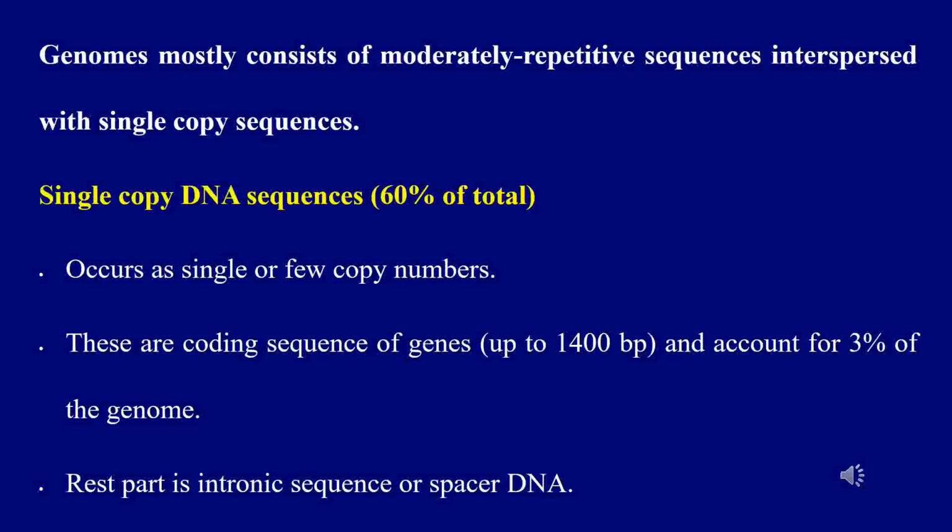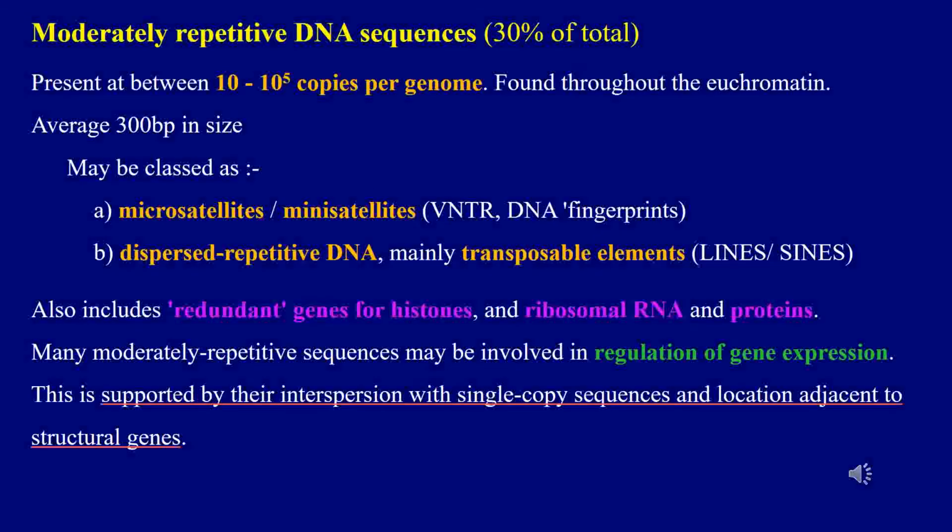Here again you may get a further illustration of single copy DNA or the unique sequence of DNA. Under the kind of repetitive DNA sequences, some repeats may be of moderate nature by their presence, which vary from 10 to 10 to the power 5 copies per genome. They are found throughout the euchromatin. Average size of each of them is generally around 300 base pairs.